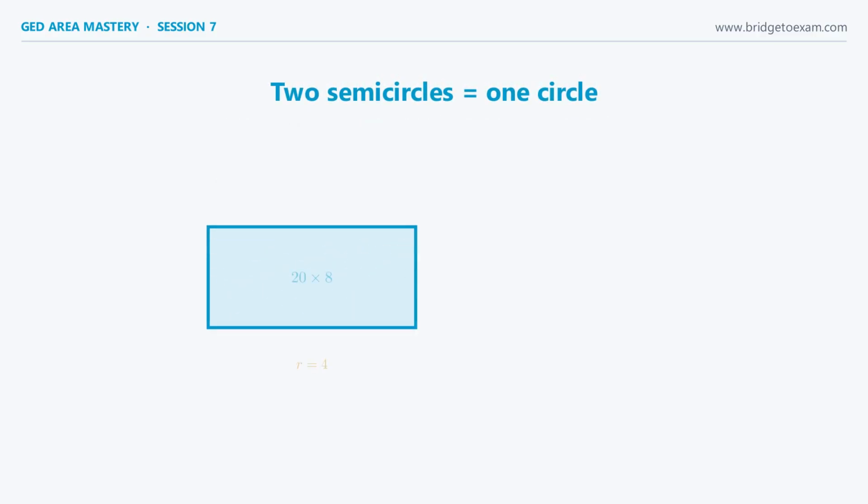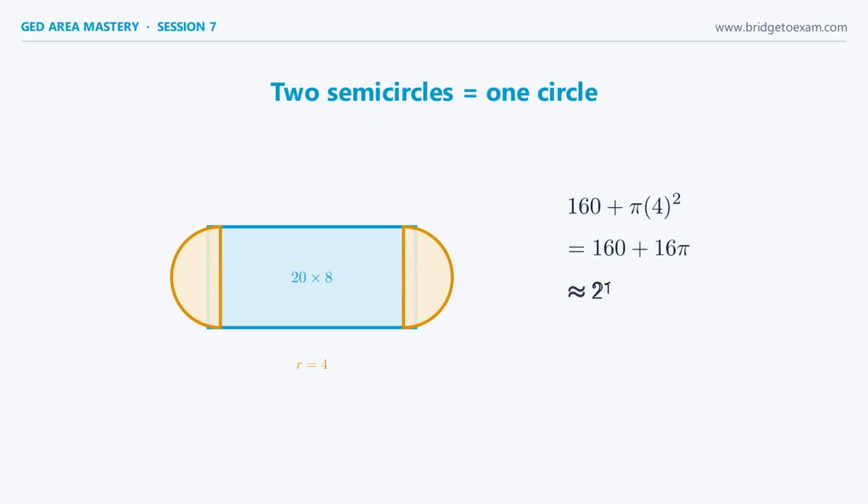Mixed figures often bring in curves. A stadium shape is a rectangle with a semicircular end on each side. Two semicircles of the same radius combine into exactly one full circle. If the rectangle is 20 by 8 and each semicircle has radius 4, the area is 160 plus 16 pi, about 210.3. One caution: the rectangle dimensions describe only the straight middle.